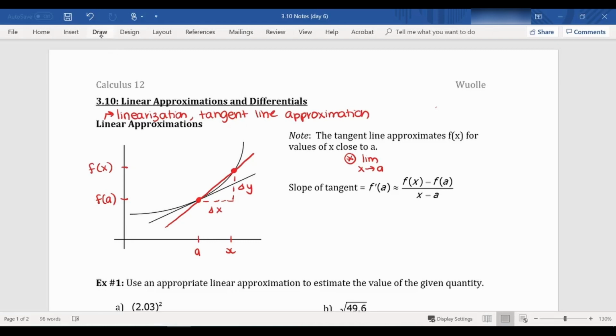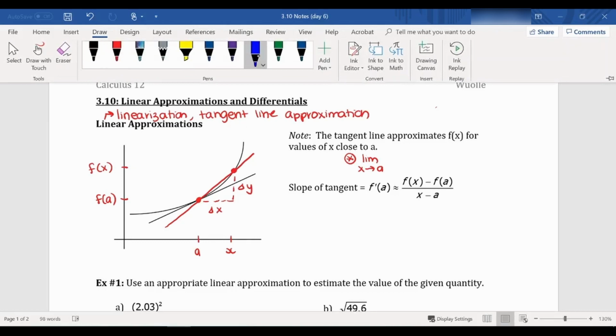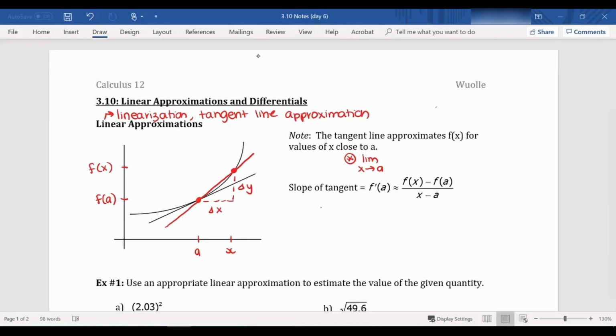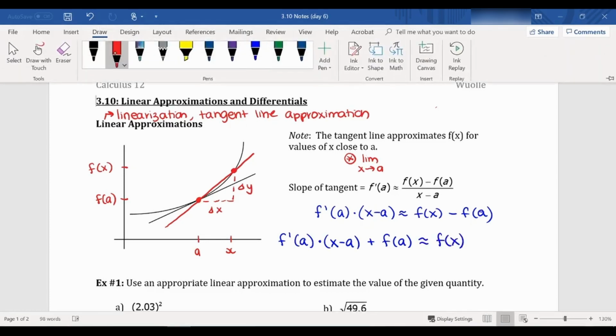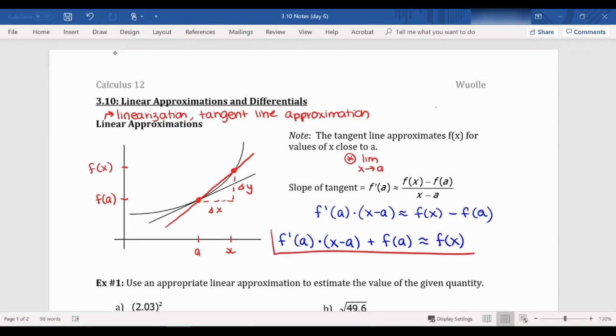Okay, so I'm going to rearrange my formula here. I'm going to multiply both sides by x minus a, and that's going to give us f prime of a times x minus a is approximately equal to f of x minus f of a. And then if I move f of a over to the left, I get f prime of a times x minus a plus f of a is approximately equal to f of x. This is what our linear approximation formula is.